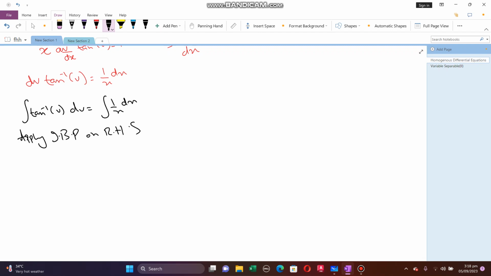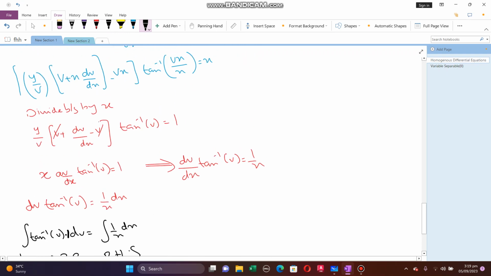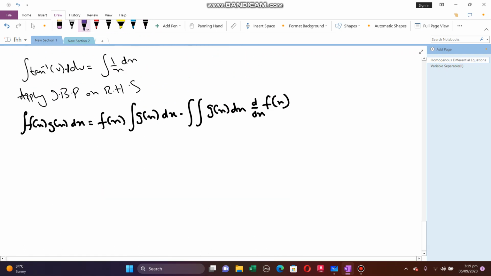Which is stated as the integral of f of x times g of x dx is equal to first function remains the same, second function is integrated, minus the integral of the derivative of the first function times the integral of the second. If tan inverse v is existing here, this means that there's another term 1 multiplying with it, because it's not playing any dominant role.